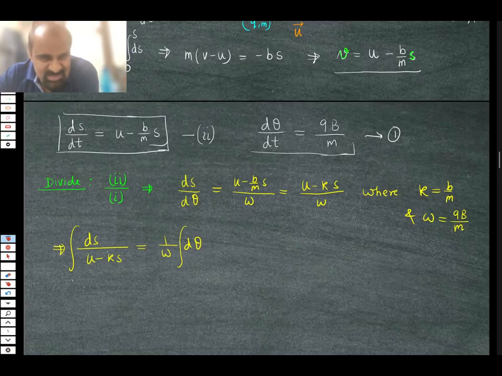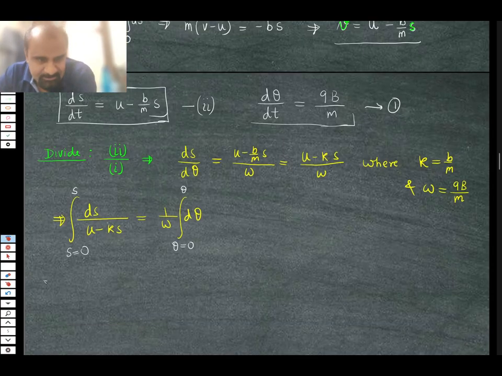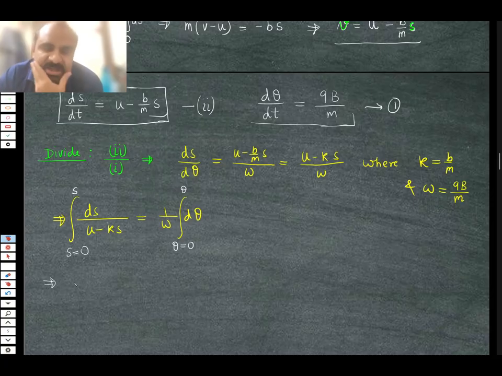Initially when the displacement, or rather distance, was 0, angle rotated was 0. Finally, or at a general time when distance is s, angle rotated is theta, because our aim was to find distance traveled as a function of theta. So I'm writing as a function of theta. You can directly put 2 pi, but better to do it this way. Let's do this integration. So what do we get?